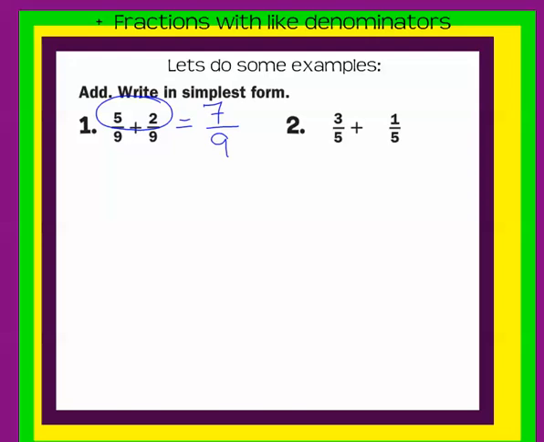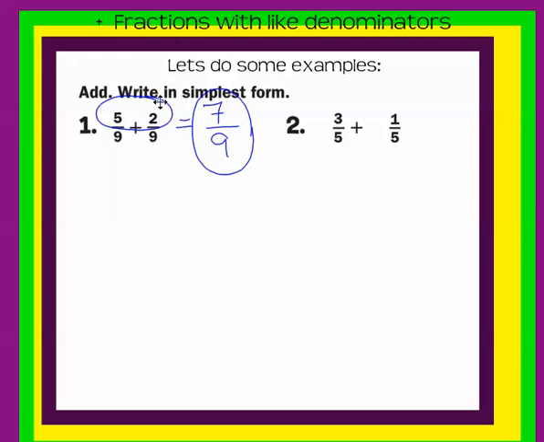We'll always check to make sure our fraction is in simplest form, so we will look to see if we have a common factor for our numerator and denominator other than 1, and in this case the only common factor is 1, so 7/9 is in simplest form.